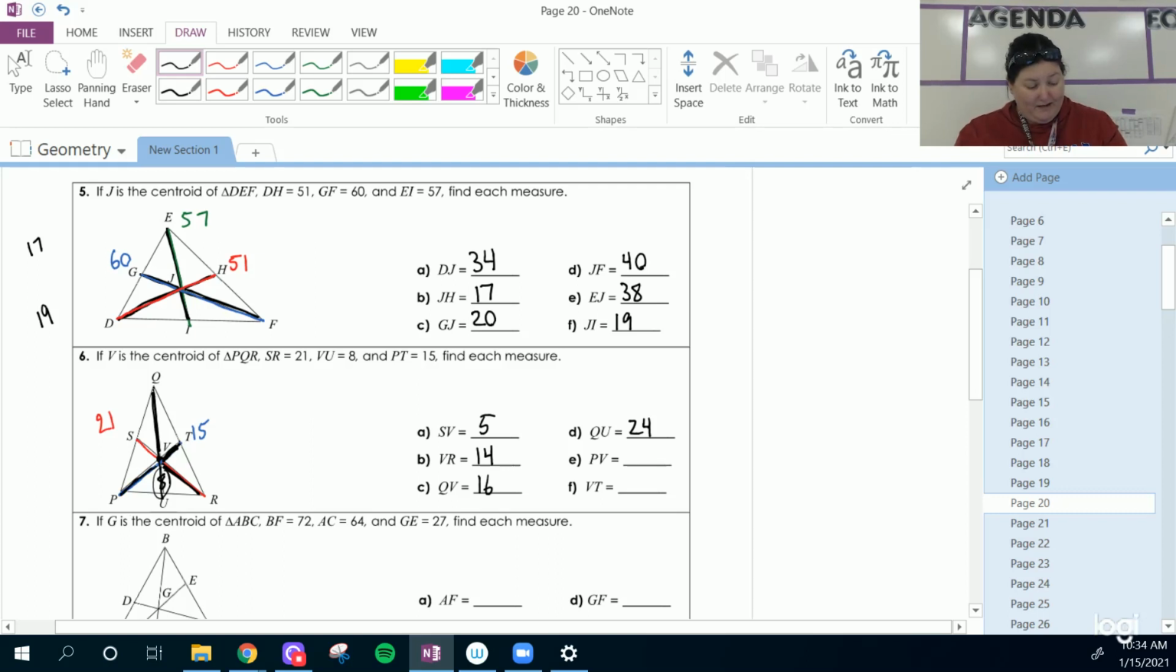And PV is the larger piece here. We already found VT or TV. No, we didn't. Oh, I found the wrong piece here. SV should be 7. That's my mistake. VT is 5, which makes PV 2 times 5, which is 10. My mistake, guys. I apologize for that.